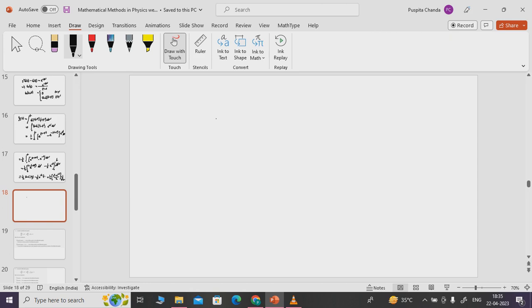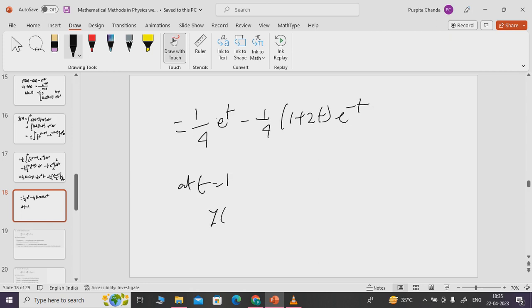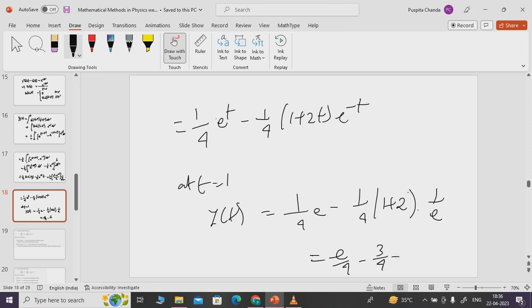So after simplification it will be 1 by 4 e to the power t minus 1 by 4 times 1 plus 2t e to the power minus t. So at t is equal to 1, y of 1 is 1 by 4 e minus 1 by 4 times 1 plus 2, which is 3, into 1 by e. So e by 4 minus 3 by 4 times 1 by e is your answer.